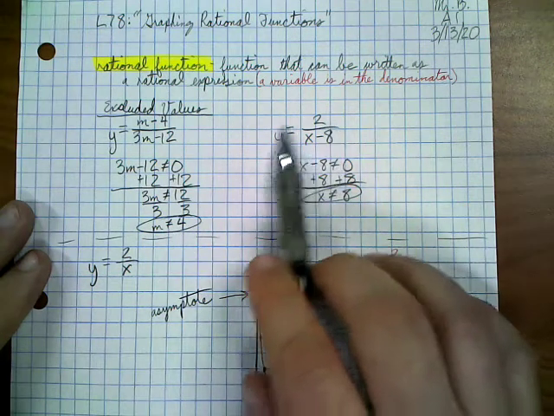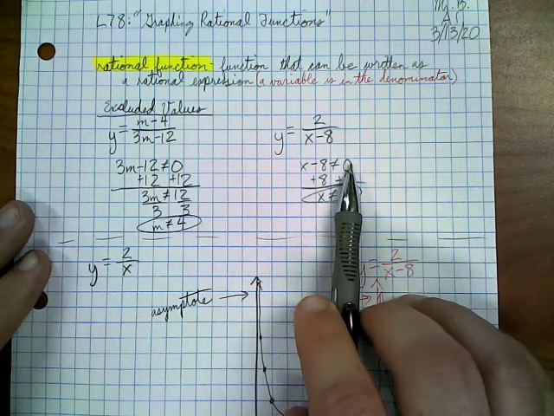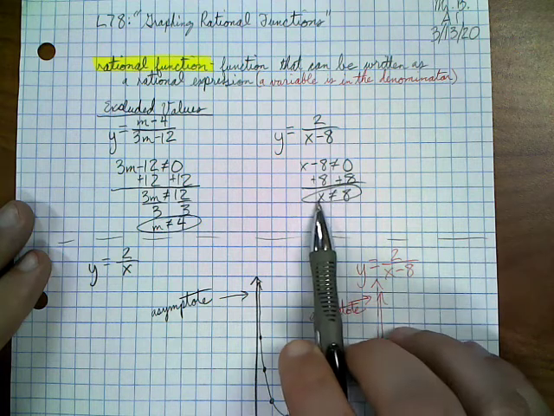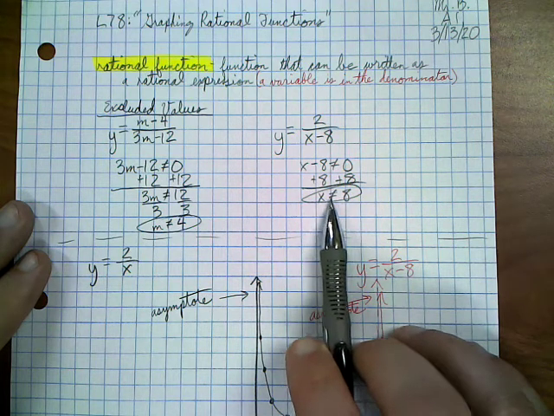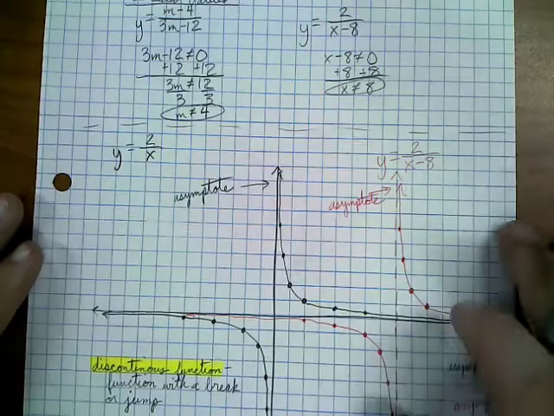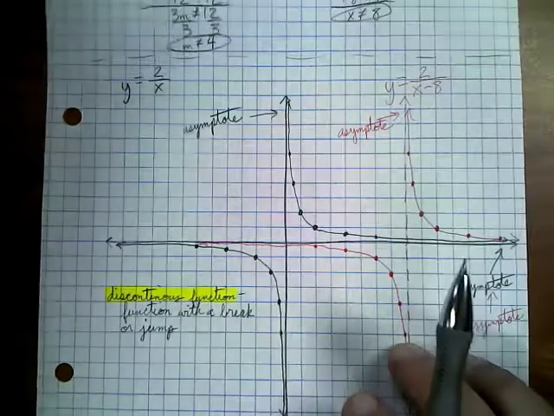In this equation here, same idea, the denominator cannot equal 0, so x minus 8 this time cannot equal 0. Solve just like an equation. Therefore, the excluded value here is 8. x cannot equal 8. When it comes to graphing, rational expressions are related to inverse variations.